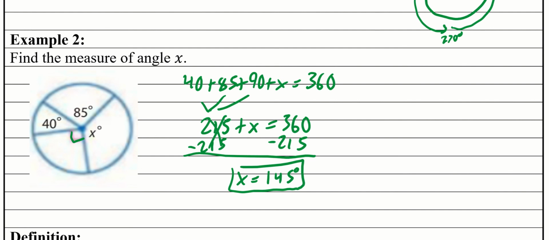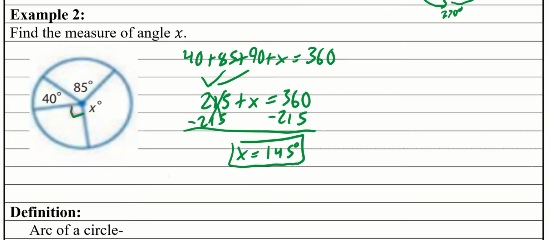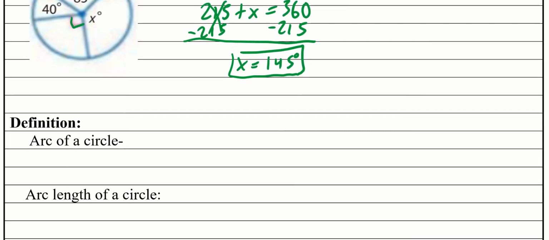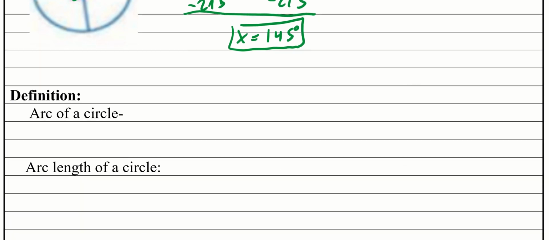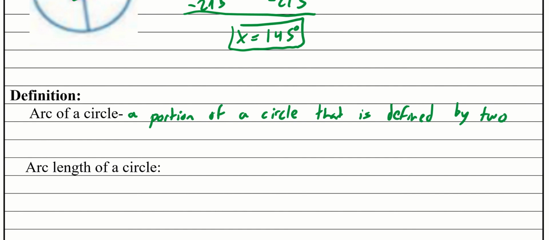Okay, one last thing that we need to talk about today is finding just smaller distances around a circle instead of just one part of the angle or the entire circumference. And this is where we get what we call the arc of a circle. Okay, the arc of a circle. All right, in this definition here, an arc of a circle is a portion of a circle that is defined by two endpoints. Okay, a portion of the circle that is defined by two endpoints here.